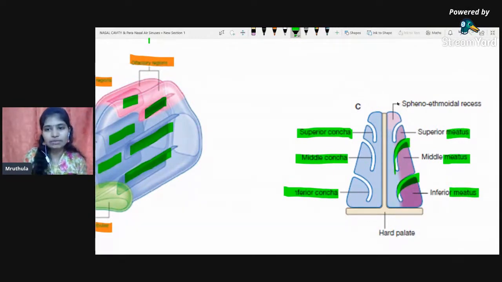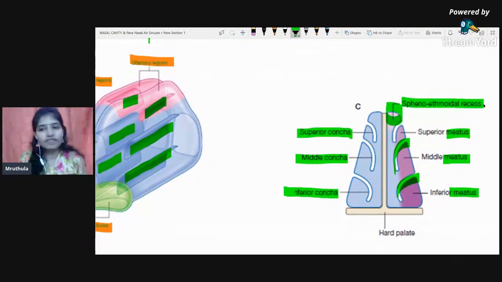On the top, just know this term also. This is the sphenoethmoidal recess. That is, above the superior concha, we have a structure called the sphenoethmoidal recess. What is the meaning? So, spheno indicates the sphenoid bone, it is a facial bone, and the ethmoid bone. In between these two bones, we have a recess that's called the sphenoethmoidal recess.